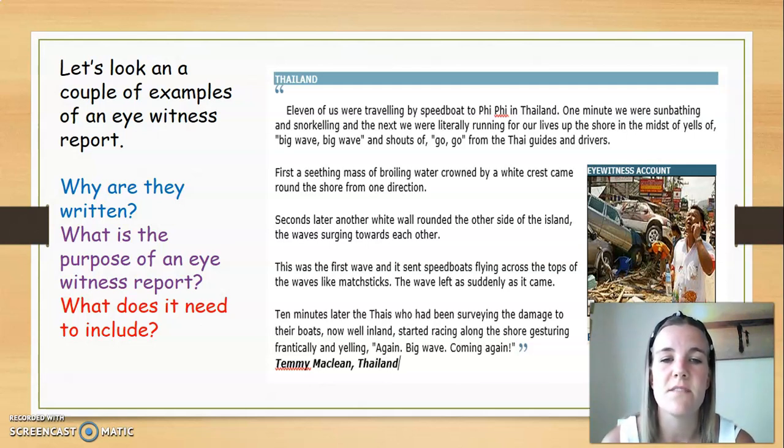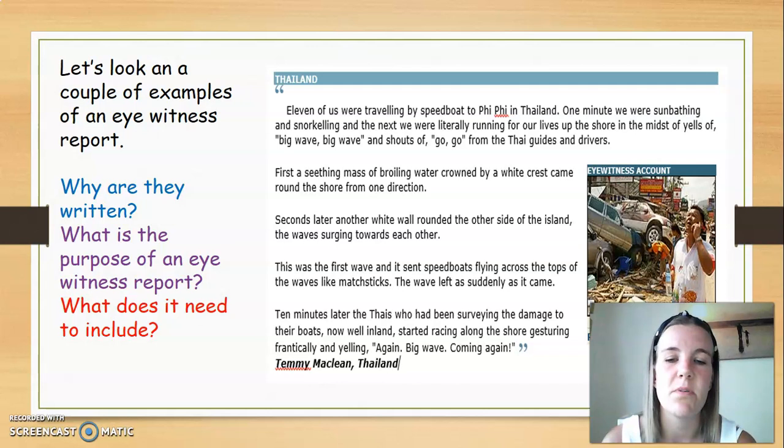First, a seething mass of broiling water, crowned by a white crest, came round the shore from one direction. Seconds later, another white wall rounded the other side of the island, the waves surging towards each other. This was the first wave, and it sent speedboats flying across the tops of the waves like matchsticks. The wave left as suddenly as it came. 10 minutes later, the Thais, who had been surveying the damage to their boats, now out inland, started racing along the shore, gesturing frantically and yelling, again, big wave, coming again.